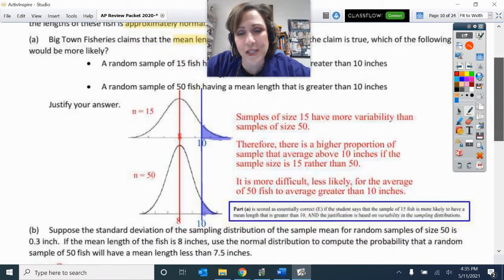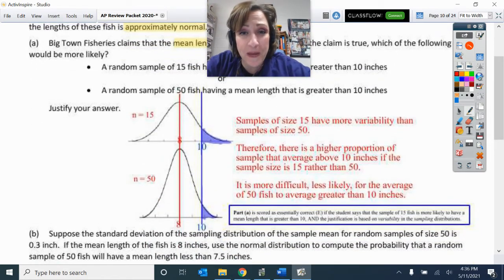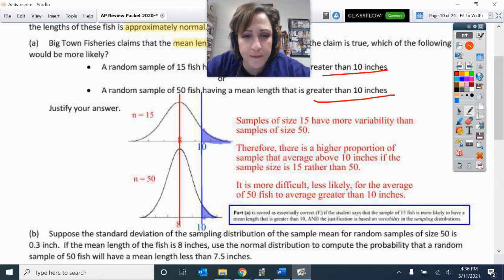This was 2007, so quite a bit. They had a picture, which is a very good way to demonstrate that. See, look, samples of size 15 centered at 8 and samples of size 50 centered at 8. And then they both asked about being greater than 10.